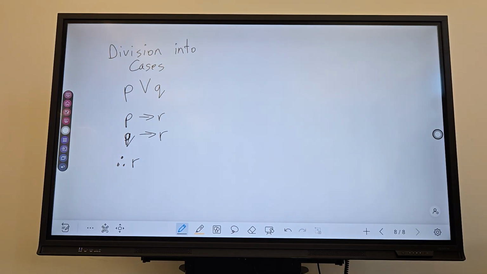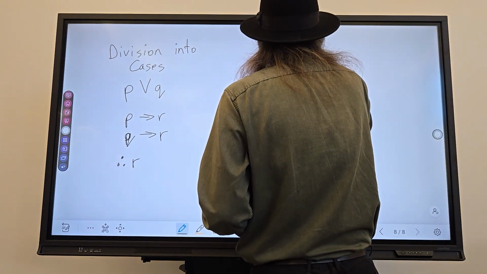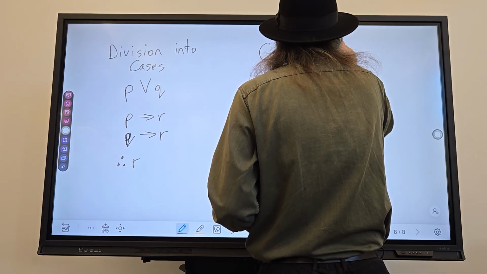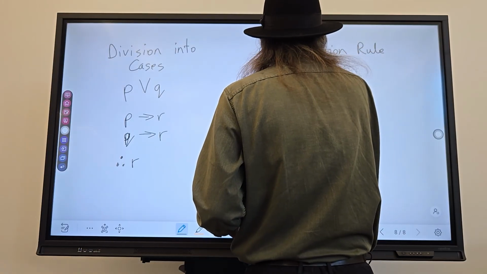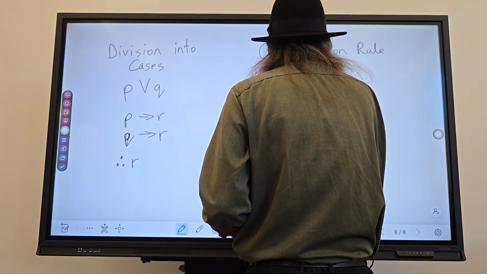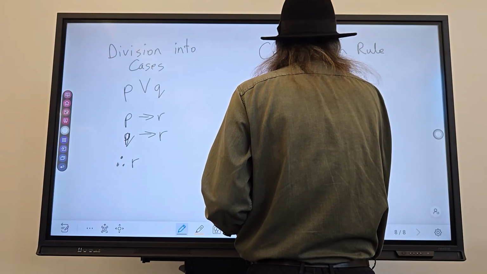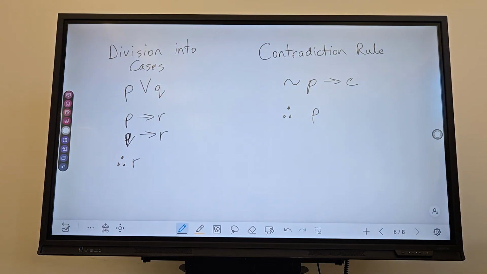And then finally, what we just covered was the contradiction rule, where if not P implies a contradiction, therefore P. And well, that is it for that section.